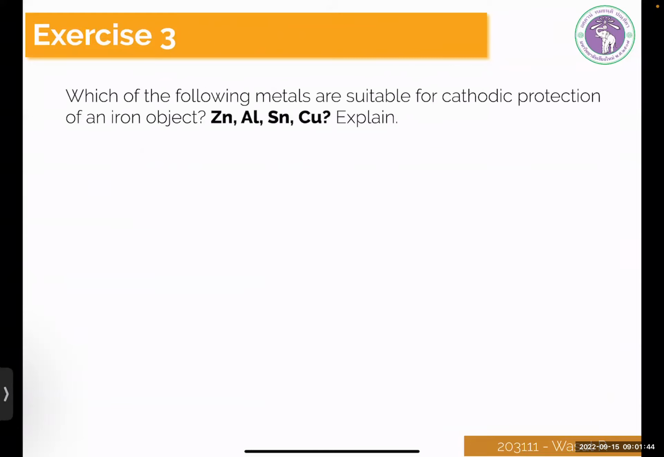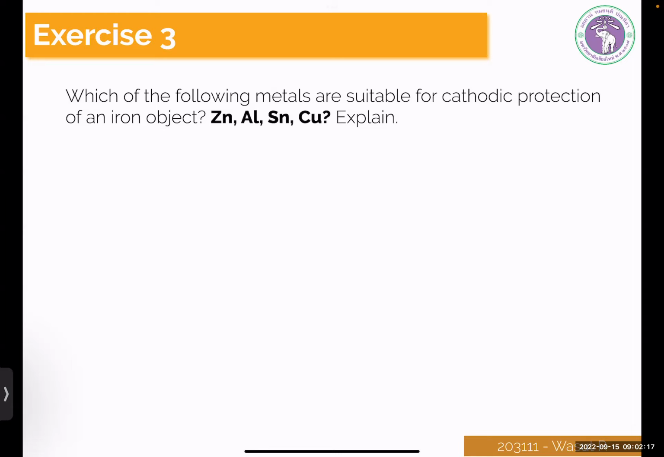So now let's take a look at this question here. Tell me which of the following metals are suitable for cathodic protection of an iron object. I gave you, for example, zinc, aluminum, tin, and copper. Well, can you use zinc for cathodic protection of your iron tank or structures? Can you use zinc? Of course you can, right?